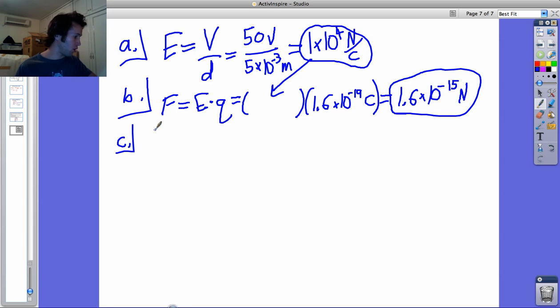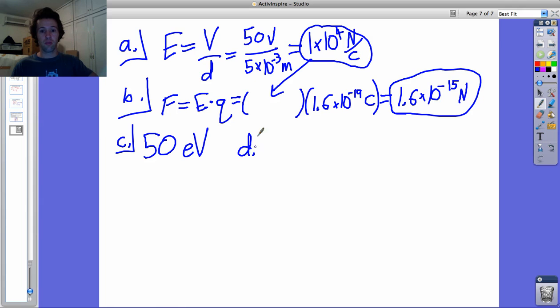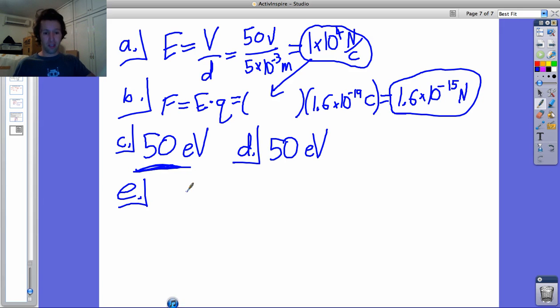And then part C, the loss of electric potential energy. Well, that is easy. If an electron is going to lose 1 electron volt of energy as it moves across 1 volt, then moving across 50 volts, it loses 50 electron volts. So that answer is just 50 electron volts. And likewise, part D is easy because it's asking how much kinetic energy it is going to gain. Whatever potential energy it lost, that's the amount of kinetic energy it's going to gain. So they're the same.